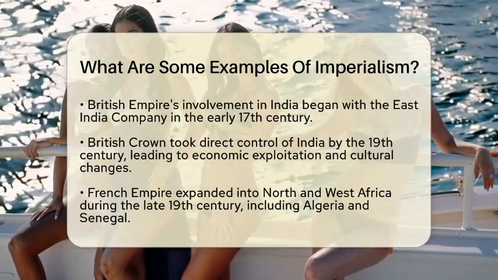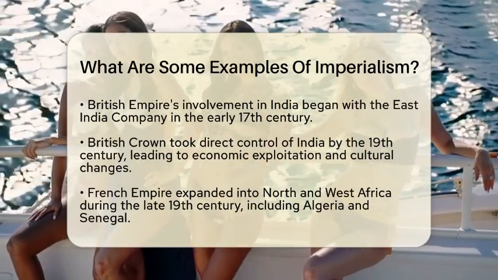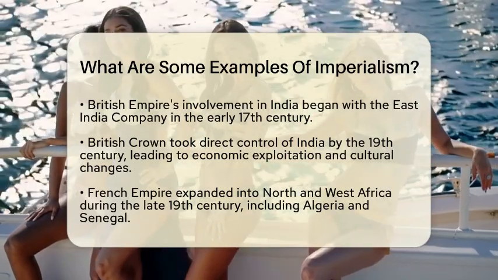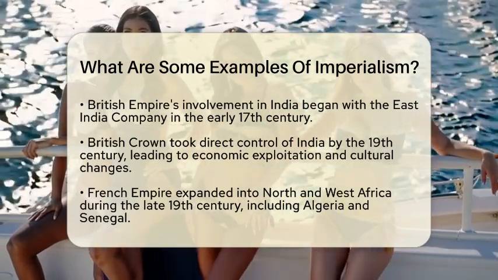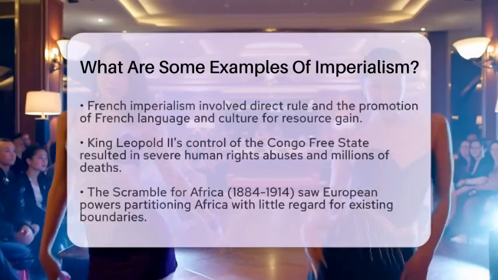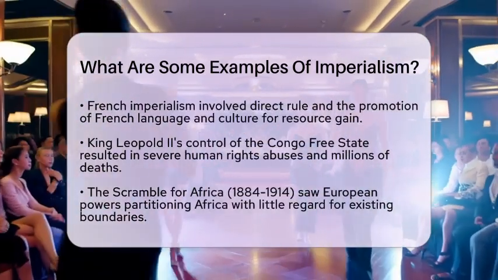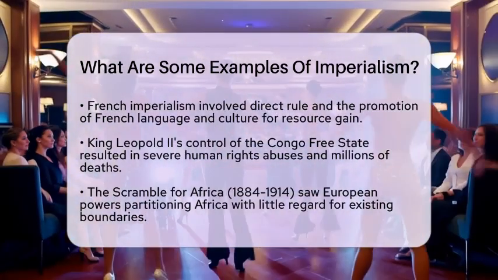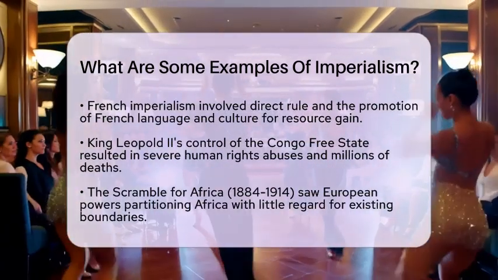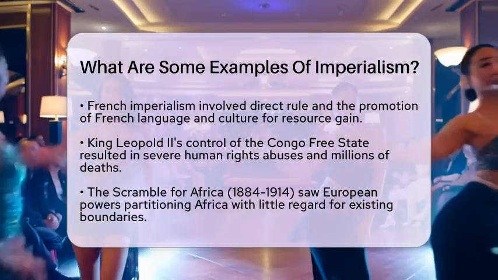A particularly dark chapter in imperialism is the story of the Belgian Congo. King Leopold II of Belgium controlled the Congo Free State in the late 19th century. The exploitation of rubber and other resources led to severe human rights abuses and the deaths of millions of Congolese people. This example highlights the extreme consequences of imperialist policies.